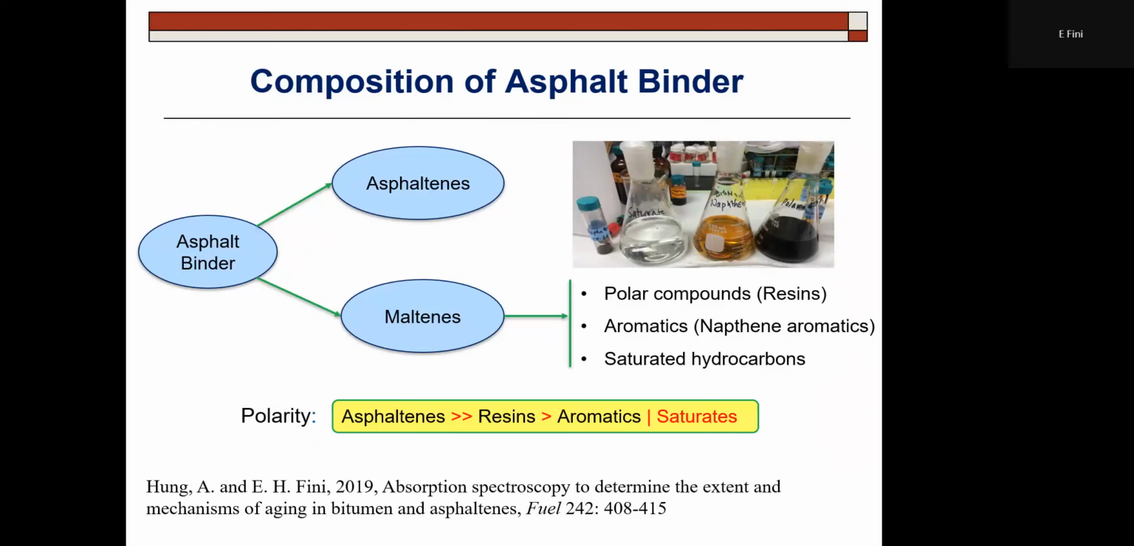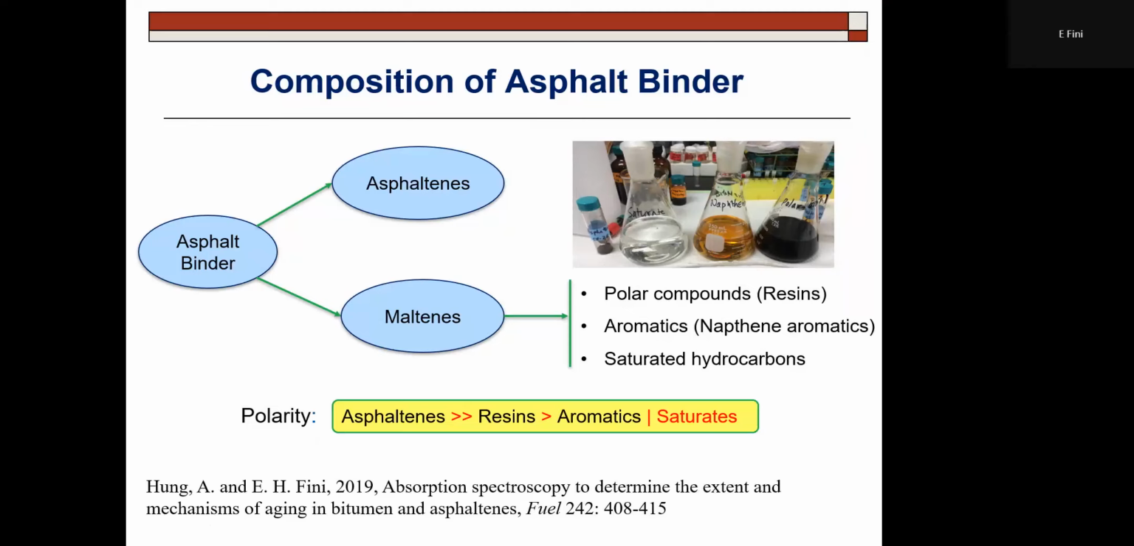The polarity of each of these components is different. I put them here in a sort of ranking order. You can see that asphaltene has the highest polarity, followed by resin, aromatics, and saturates. So asphaltene, as I mentioned, is the group that is not soluble in n-heptane. The rest is all maltene, and maltene itself can be separated into resin, aromatics, and saturates.